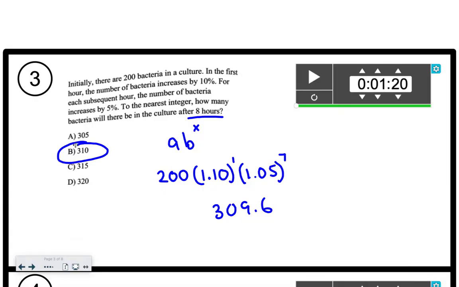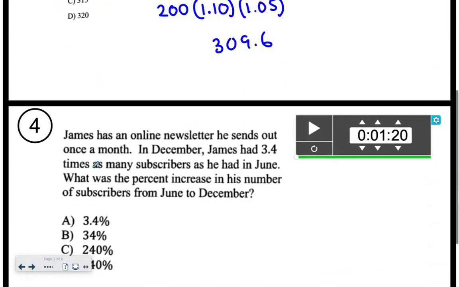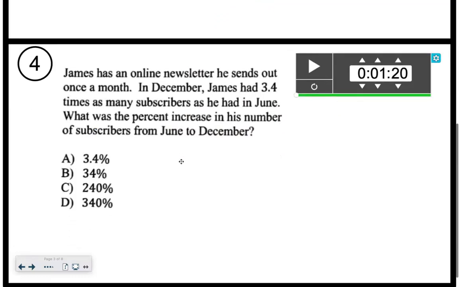All right, that's a pretty difficult problem. Let's move on to number four. He sends out a newsletter once a month. He had 3.4 times as many subscribers as he did in June. What was the percent increase?